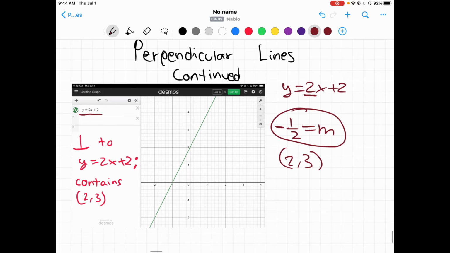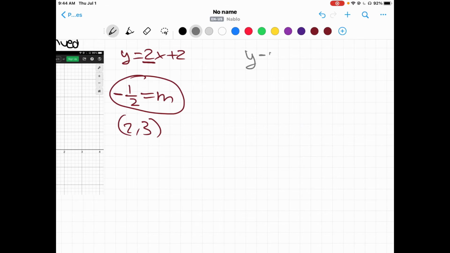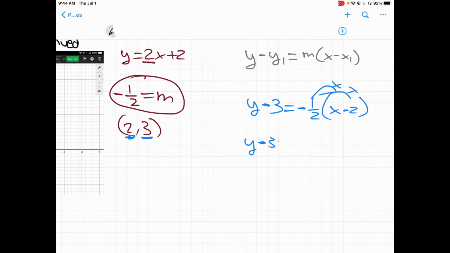So once again, we're going to use point slope form in order to finish this up. So remember, y minus y1 equals m times x minus x1. So now let's substitute these values in, and we would have y minus 3, because it's the y value, equals negative 1 half, which is the slope, multiplying x minus 2, because it's in the x position. Now we would distribute this negative 1 half, and we would get y minus 3 equals negative 1 half x.